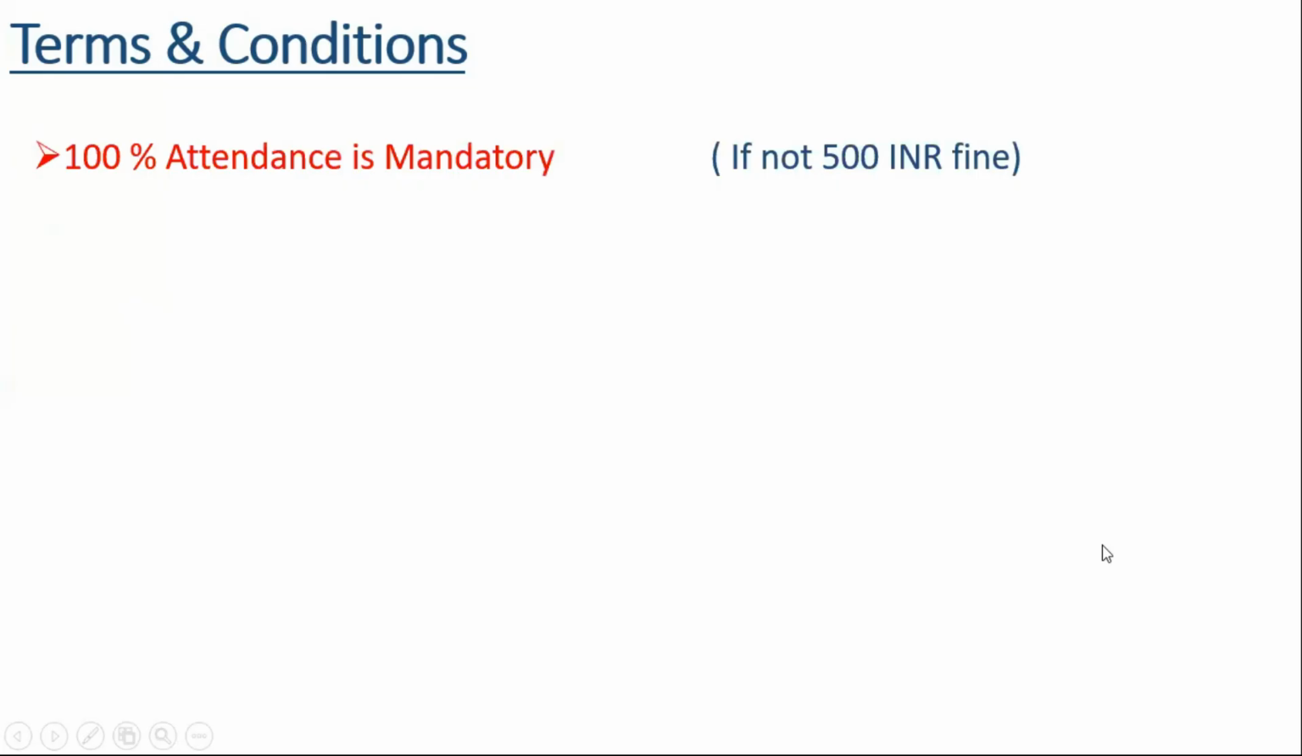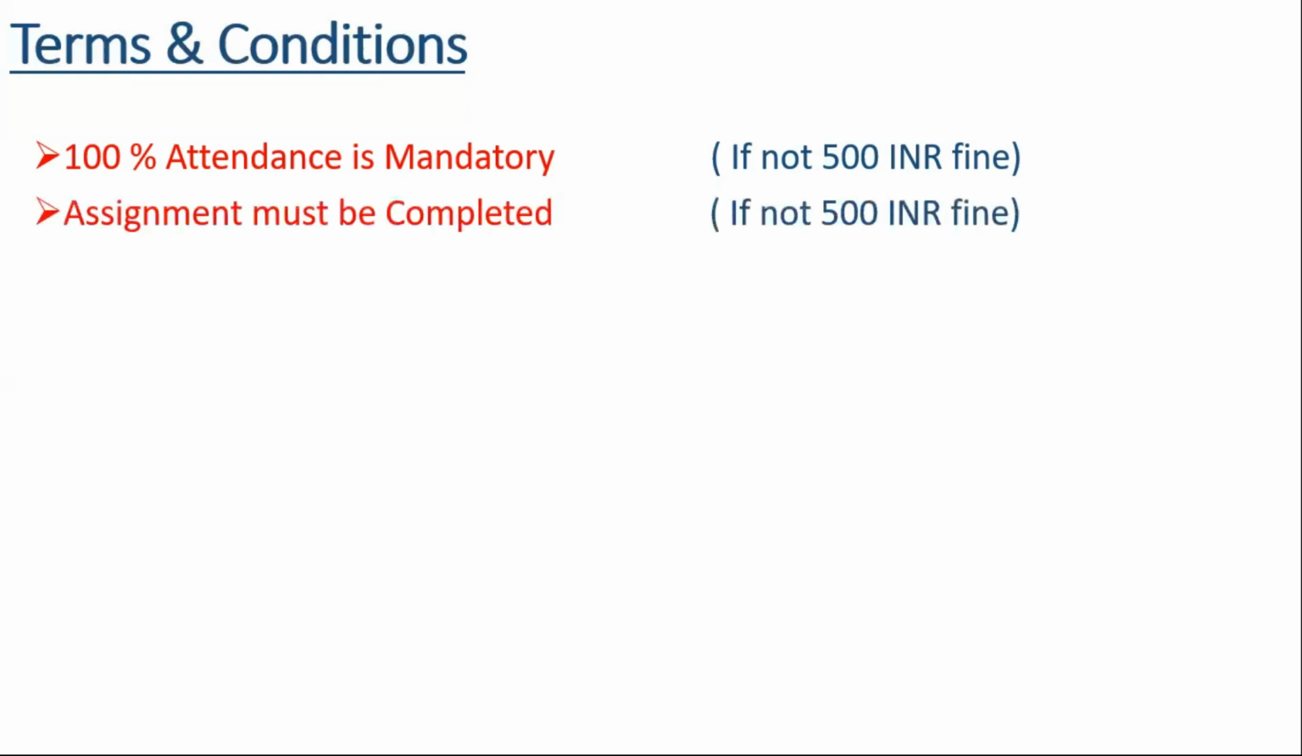So the terms and conditions: 100% attendance is required for the classroom. 100%. We are going to have 6 months training. 100% attendance is mandatory. Otherwise, there will be a 500 rupees fine. That includes your parents. It means your parents will get a notification that today you did not attend the class. For that, a 500 rupees fine has happened.